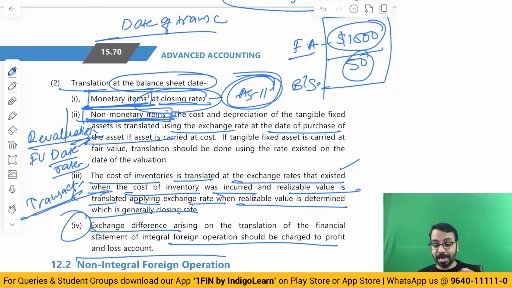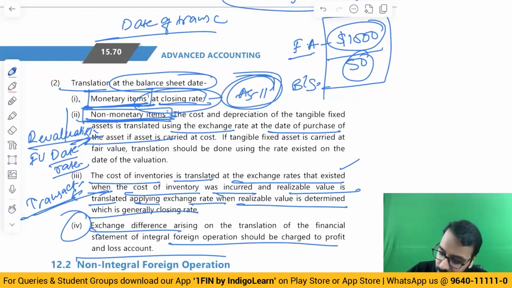So quickly, let us recap. Number one, all transactions at the rate on the date of transaction. Look for average rate in the examination. Balance sheet items, monetary items, closing rate. Fixed assets, date of transaction. If the revaluation model is followed, rate on the revaluation date. Inventory cost, date of transaction or weighted average rate. NRV, the date of NRV. Exchange difference will be taken to P&L.